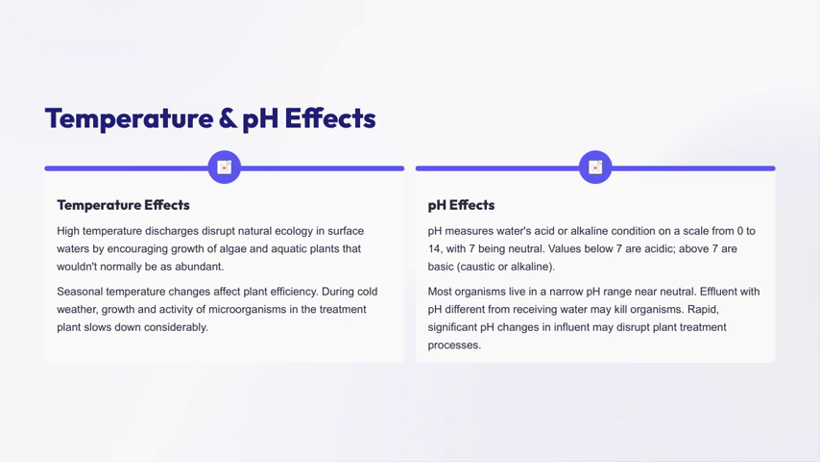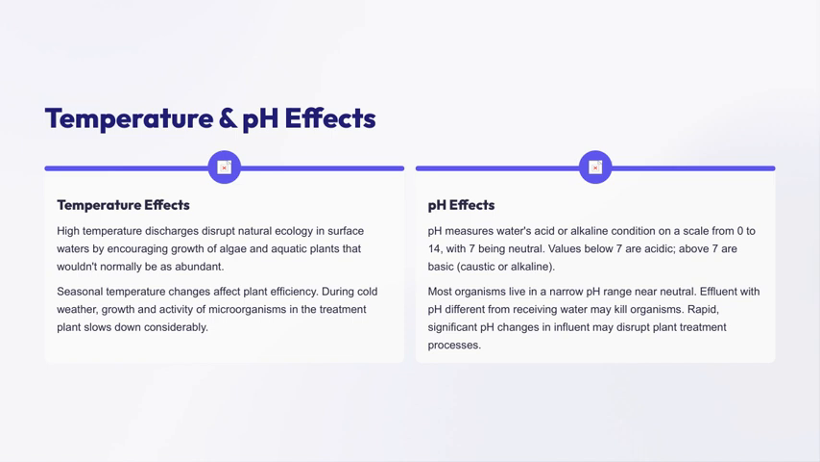Now, moving on to pH effects. pH measures how acidic or alkaline the water is on a scale from 0 to 14, with 7 being neutral. Values below 7 indicate acidity, while values above 7 indicate alkalinity or basicity. Most aquatic organisms thrive within a narrow pH range close to neutral.